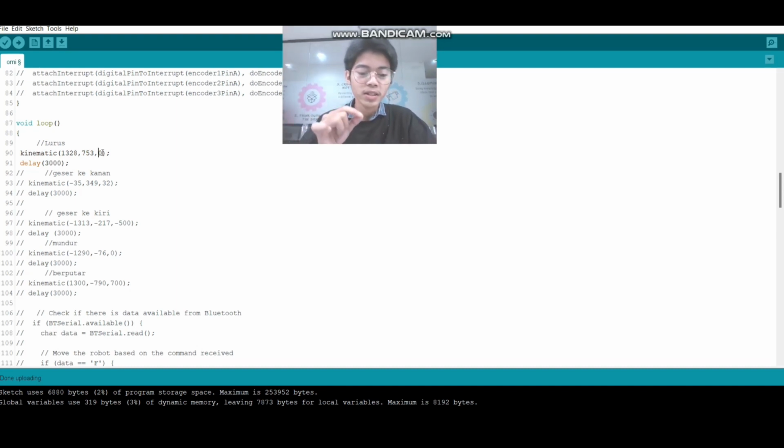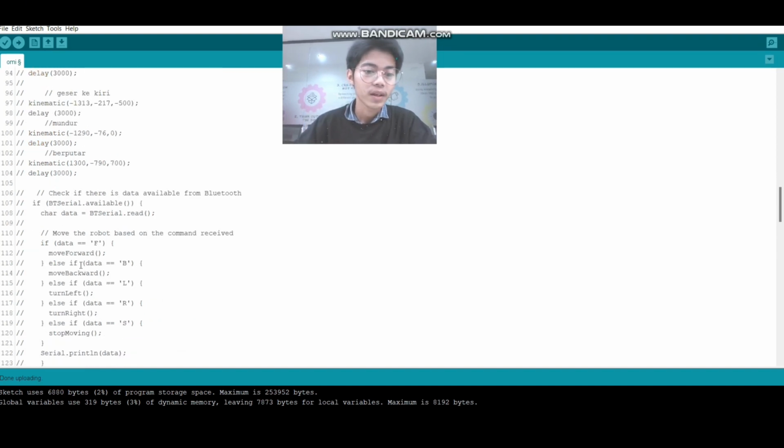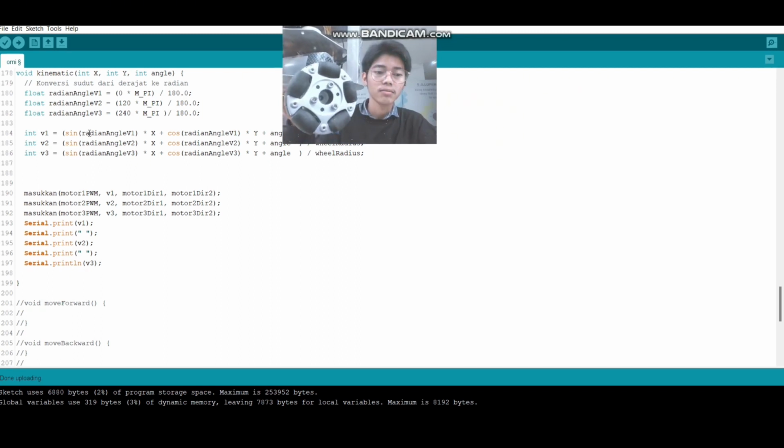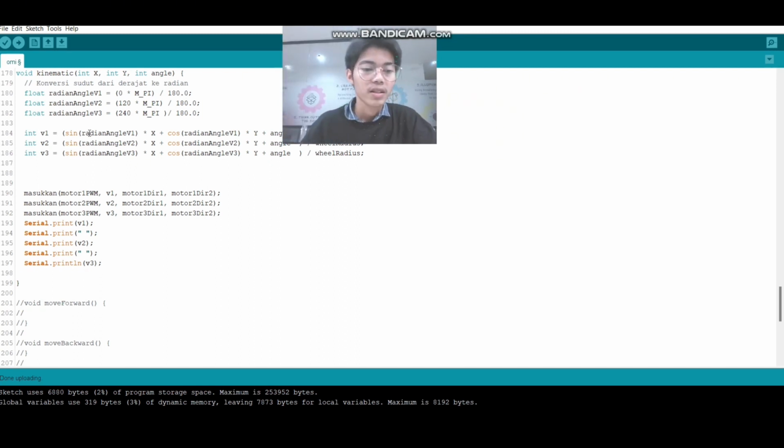When processing the constant integral, V1 equals radian V1 times x, which is 1302, plus cos radian angle V1 times y, which is 753, plus angle is 0, divided by the wheel radian, which is 6.0. So the result will make the robot move forward.